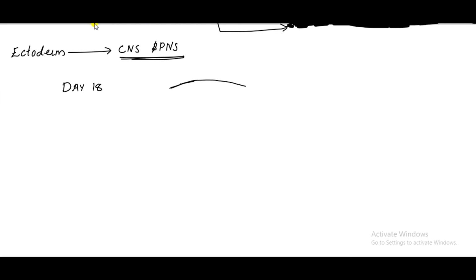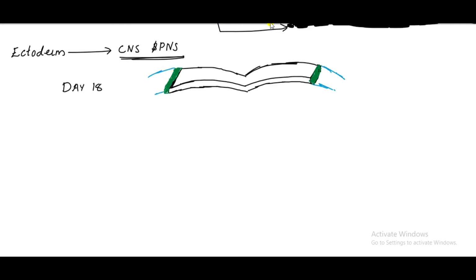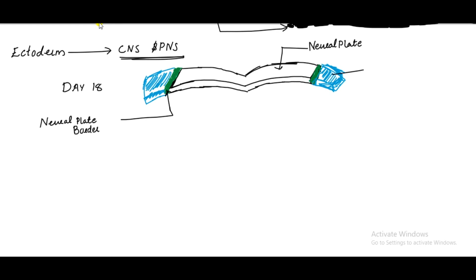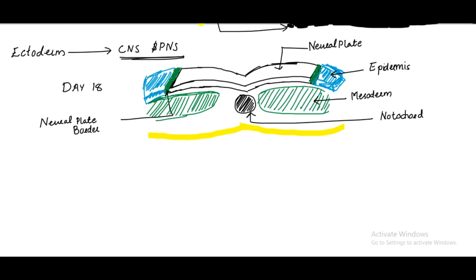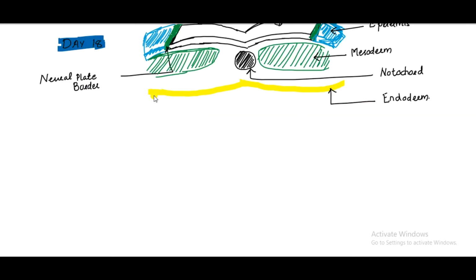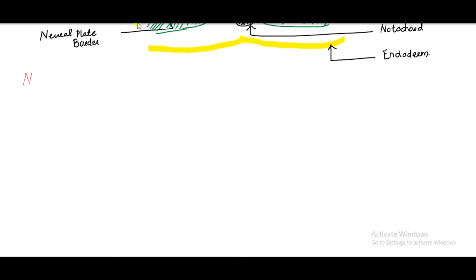On day 18, the ectoderm gives the neural plate. The formation of the neural plate is induced by the notochord, and the neural plate is separated from the epidermis by a border known as the neural plate border. Beneath we can see the mesoderm, and here is the notochord. Notochord is derived from mesoderm, and endoderm is beneath the mesoderm.